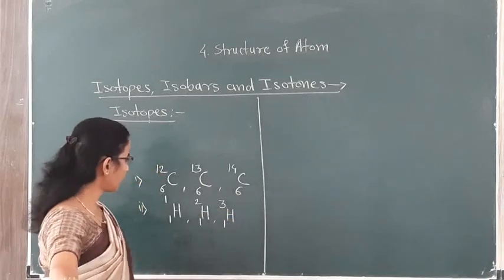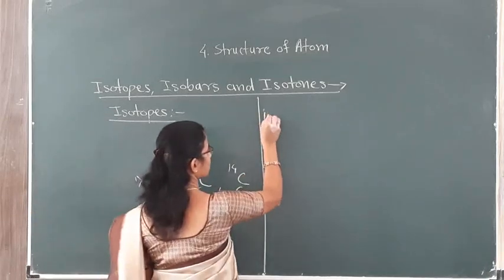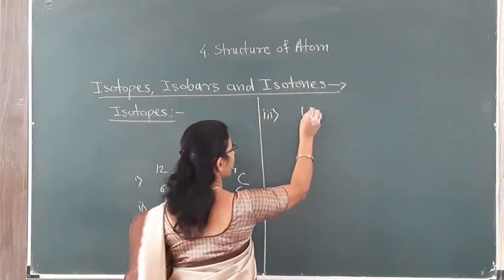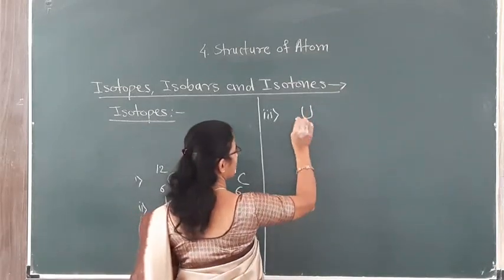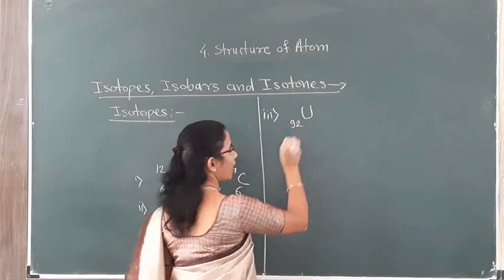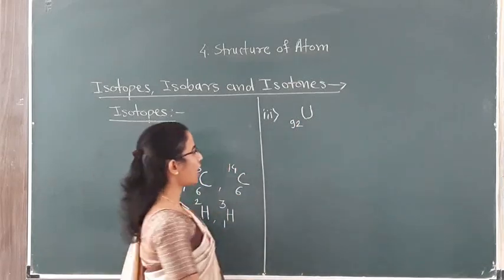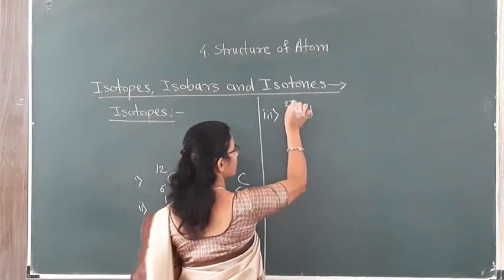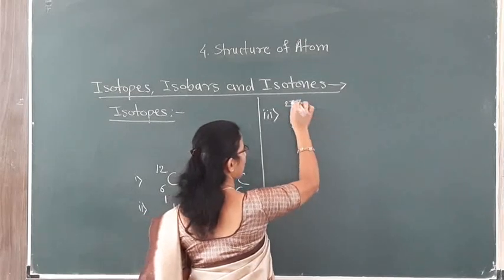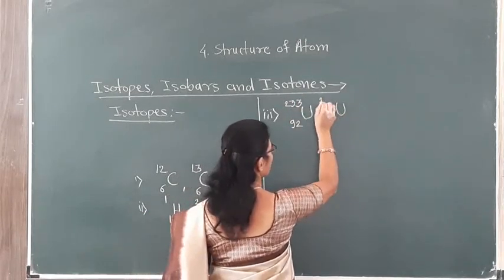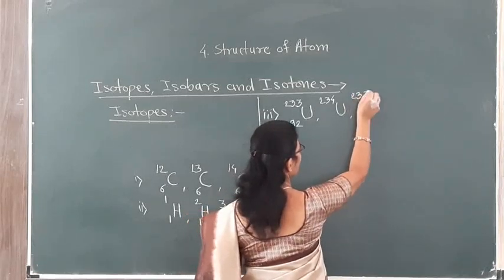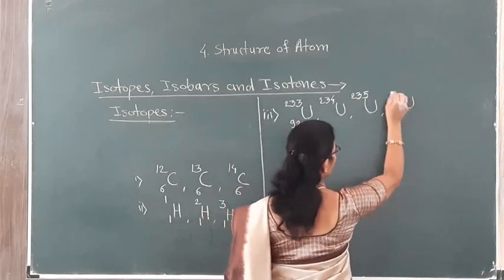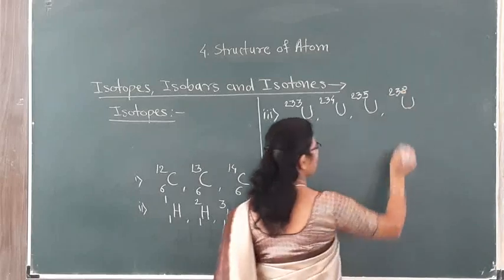See other examples. Uranium. Uranium is the radioactive element. It has atomic number 92, but it has different isotopes, that is uranium 233, uranium 234, uranium 235 and uranium 238.